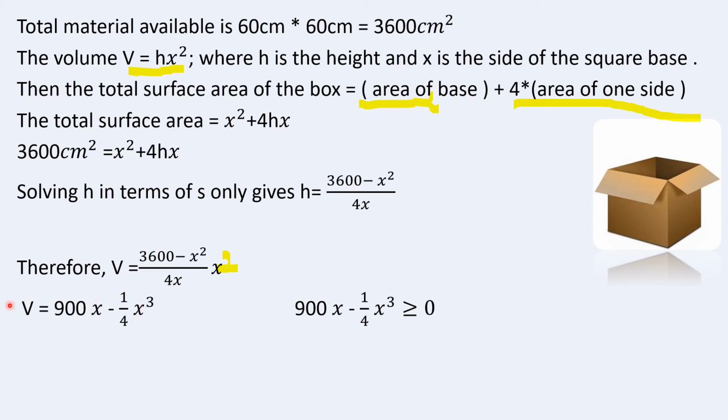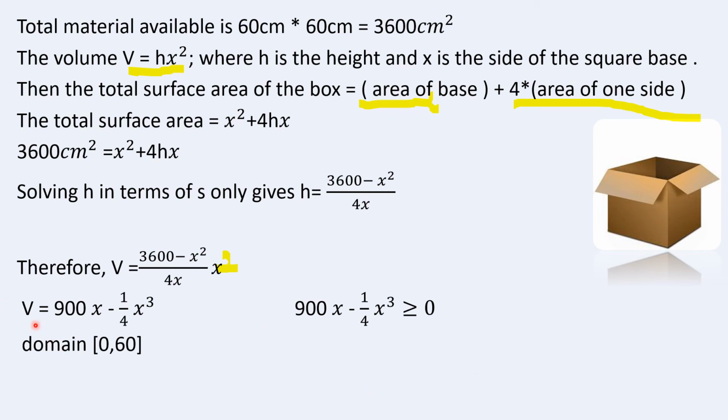Now this is volume in terms of only one variable. It means that it must have a domain, and the domain should be greater than or equal to 0. So we have to solve this inequality, and when you do that, you get the domain to be 0 and 60. That means x will lie between 0 and 60. You can pause the video here and try to simplify this inequality. Anyway, it's not really part of the question, but I just want you to understand what you are going to do in the next part of the video.